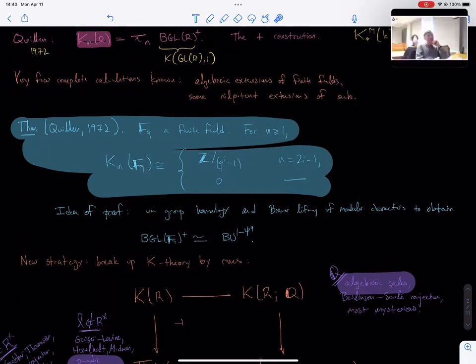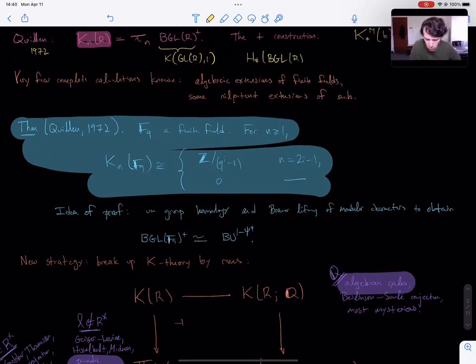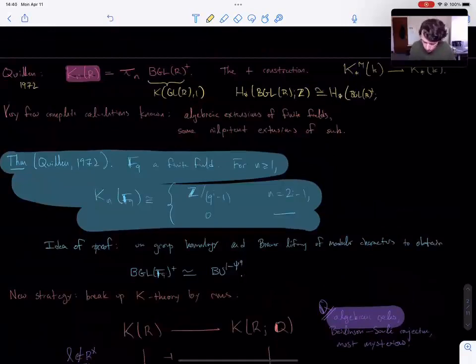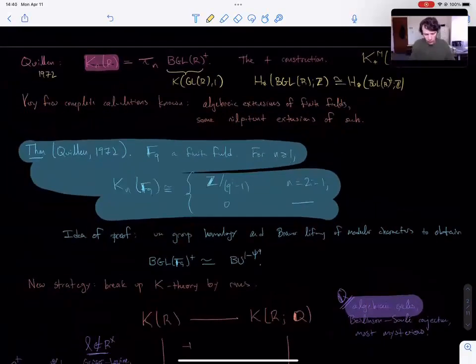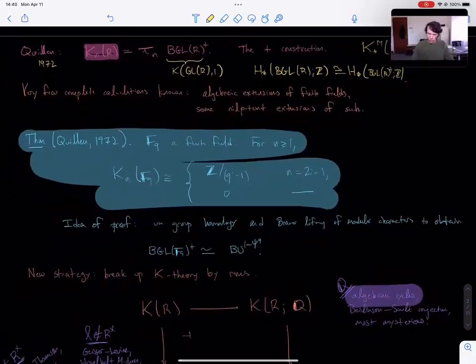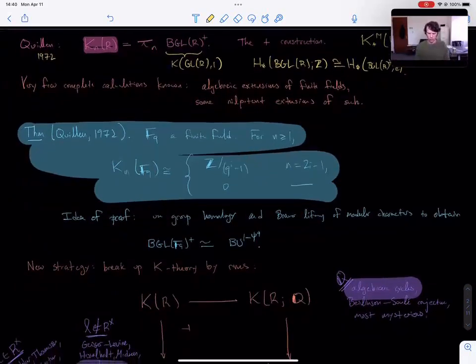Let me just remark here that this plus doesn't change the integral homology, and that's important. So the homology of BGLR with, say, integer coefficients is isomorphic to the homology of the plus construction, this K theory space, and that'll come up briefly later. So it somehow doesn't change the homology, but it radically changes the homotopy groups.